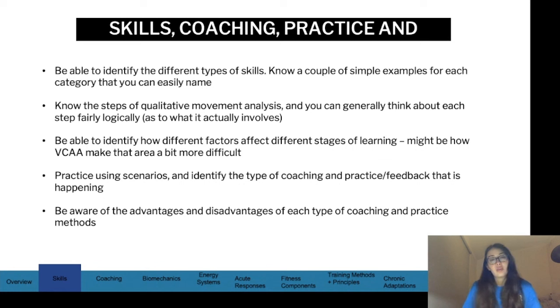Now, the steps to qualitative movement analysis, I just think of POE, P-O-E-E, and you can generally think about each step fairly logically. Identify different factors at different stages of learning. Practice using scenarios, identify the type of coaching and practice feedback that's happening, and be aware of the advantages and disadvantages of each type of coaching and practice method.